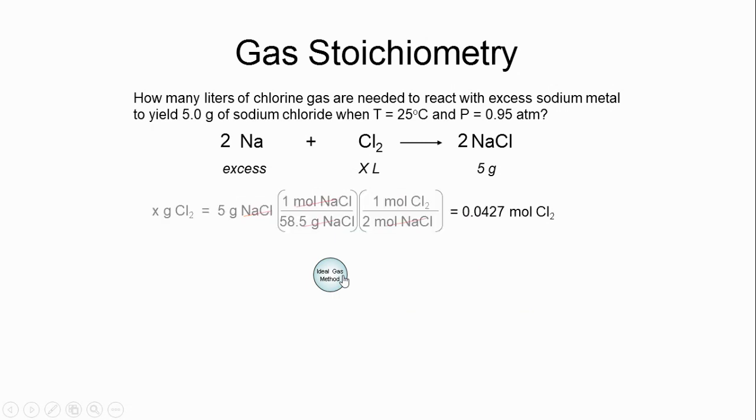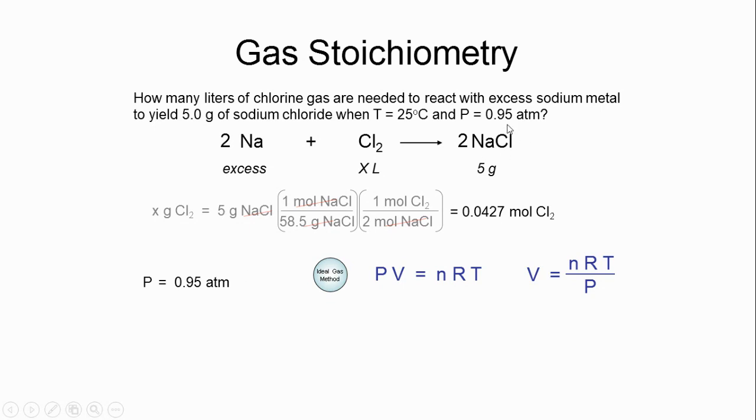Let's try the ideal gas law method instead. So if we look here, initially it said how many grams of chlorine equal 5 grams of salt. 1 mole of salt is 58.5 grams. Grams of salt canceled. From the equation, 1 mole of chlorine produces 2 moles of NaCl. Moles of salt canceled. And I would have been left with, at that point, 0.0427 moles of chlorine. I then would use the ideal gas law, PV equals nRT, solving for volume, because that's what I'm trying to find. Volume is nRT over P.